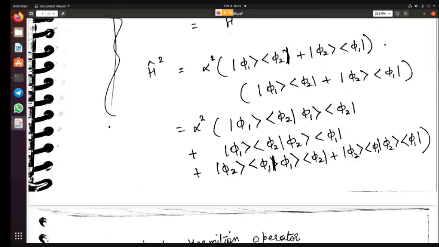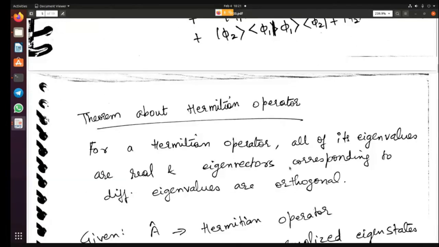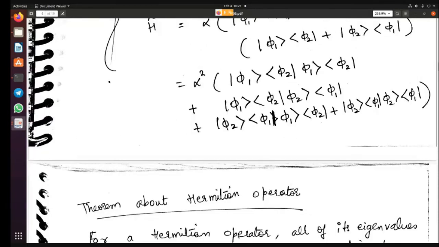The second thing is, they have said phi 2 and phi 1 are eigenvectors of the Hermitian operator A. There is a theorem about Hermitian operators, which we have learned earlier, but I'm stating it again. For a Hermitian operator, all of its eigenvalues are real. That is one. And eigenvectors corresponding to different eigenvalues are orthogonal. Which means that because phi 1, phi 2 are eigenvectors of a Hermitian operator, they are orthogonal to each other. So the scalar product phi 2, phi 1 is going to be 0, and the scalar product phi 1, phi 2 is also going to be 0.